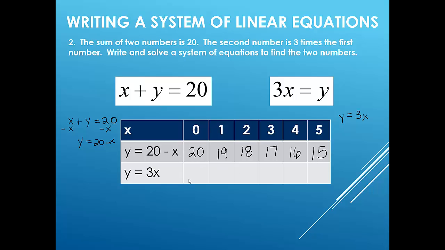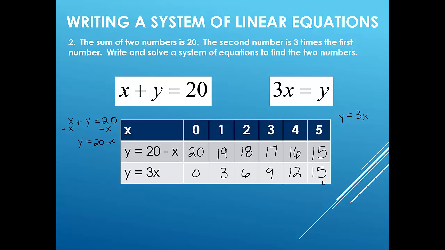Now let's go ahead and look at our second equation, y equals 3x. So if x is 0, 3 times 0 is 0, so y would be 0. Now if x is 1, 3 times 1 is 3. If x is 2, 3 times 2 is 6. When x equals 3, 3 times 3 is 9. When x equals 4, 3 times 4 is 12. And when x equals 5, 3 times 5 is 15.